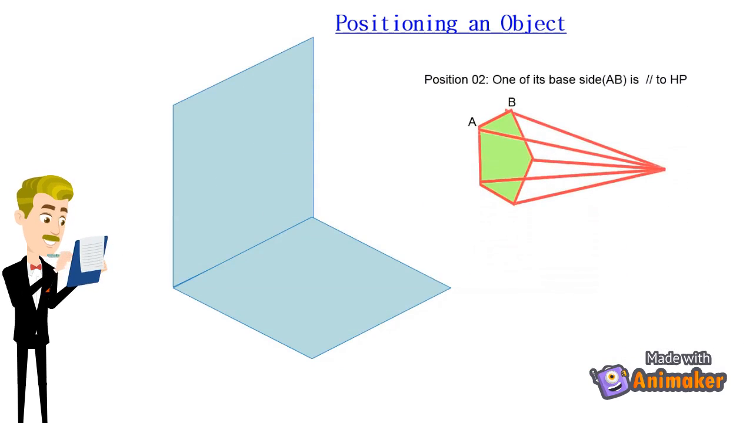Now the second case comes, that one of its base edges is parallel to HP. If the problem reads this statement, again we have two positions to select from. If there is a statement like one of the base edges is parallel to HP and one base corner is nearer to HP, then go for the prior one. And, if it reads as one of the base edges is parallel and nearer to HP, go for the latter.